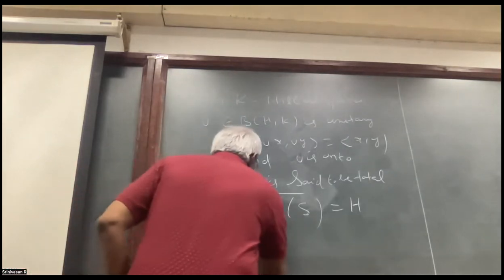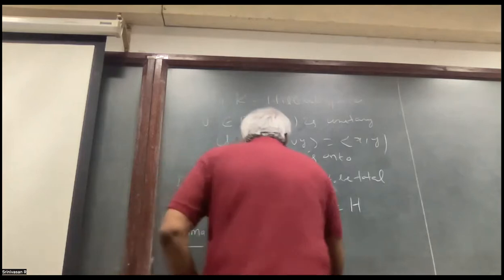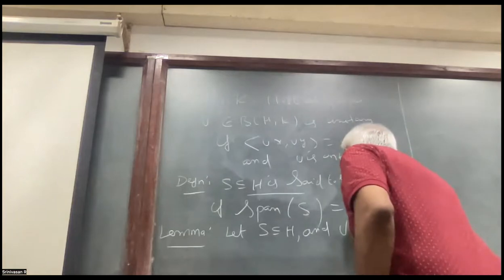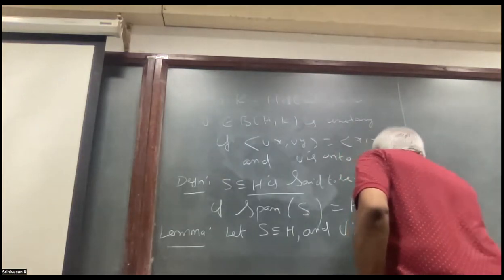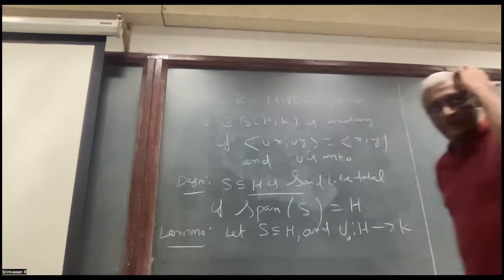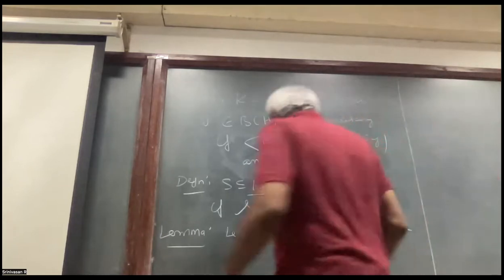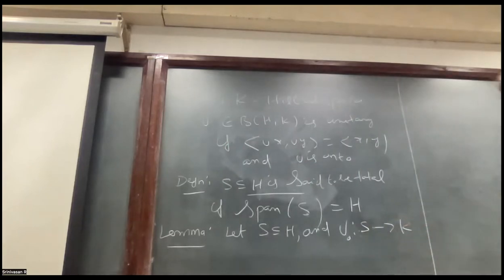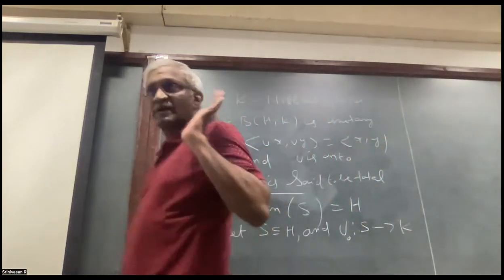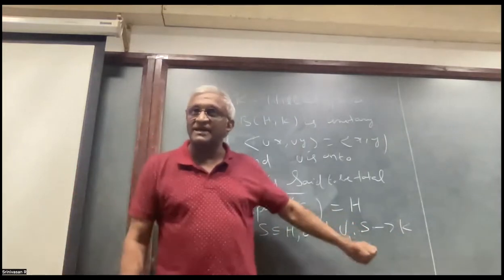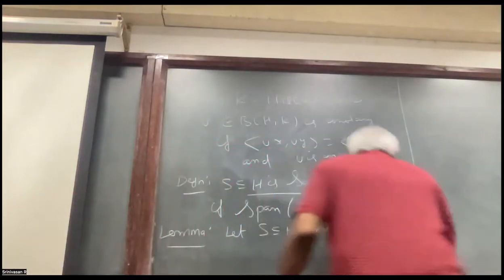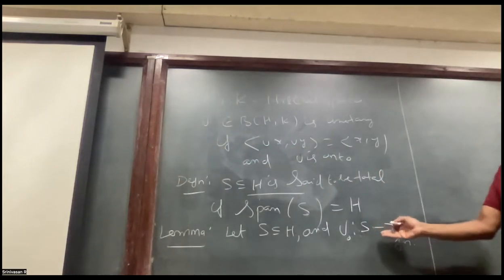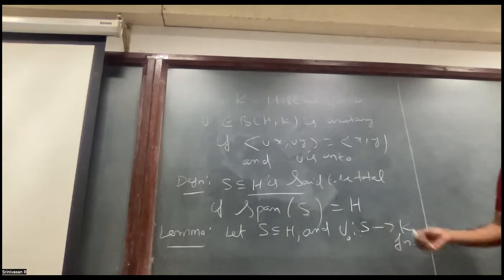Let S be contained in H, and H and K are Hilbert spaces as before. We assume U naught from S to K, and it is just defined on S. Let U naught be such that it's just a function. I am not even saying linear. There is no condition. It is just a function from S, which is just a set. There is no linearity or anything.